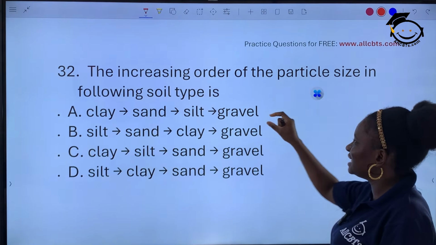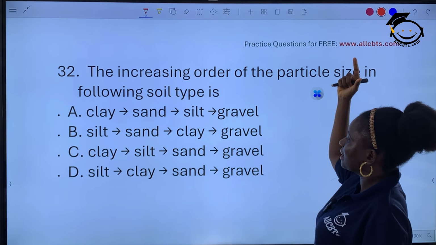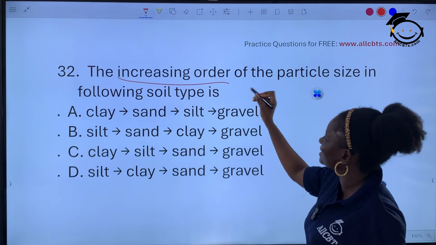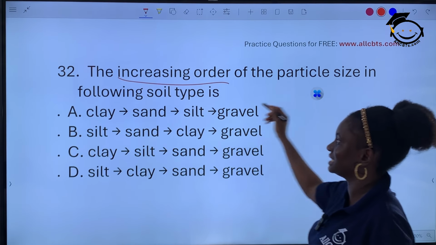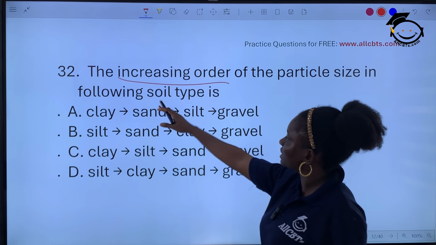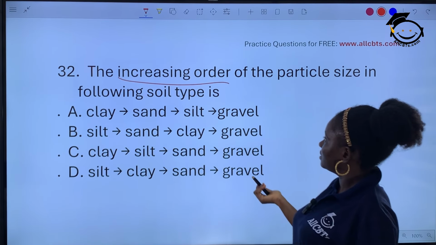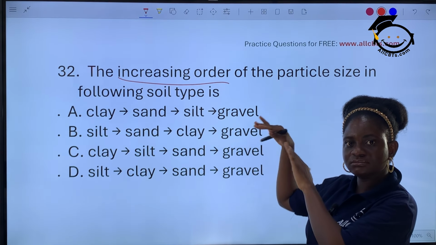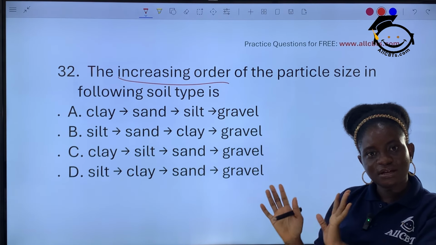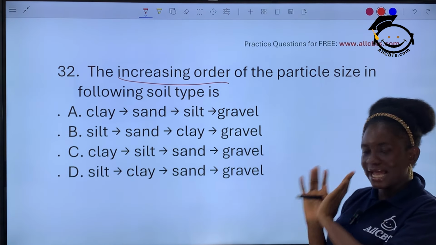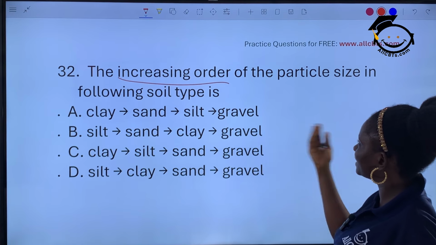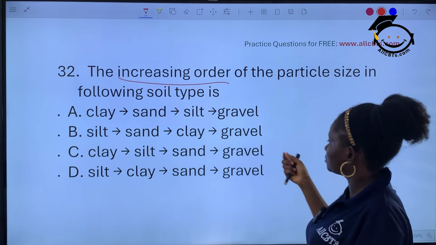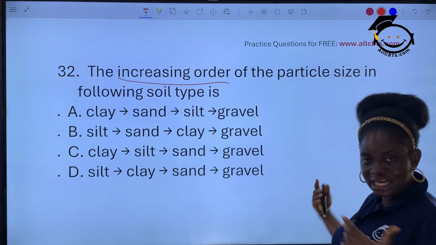Question 32. The increasing order. Increasing. It doesn't say decreasing. So increasing order of the particle size in following soil type is the increasing. That means from the smallest to the largest, from the lowest to the highest. So the increasing order of the particle size. So which one is the smallest? Which one is the largest?